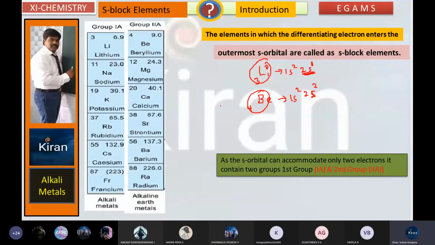That is the reason the first A group elements' general electronic configuration is ns1 and the second A group's general electronic configuration is ns2. Hence the s block elements' general electronic configuration is ns1 to ns2 for the s block combinedly.